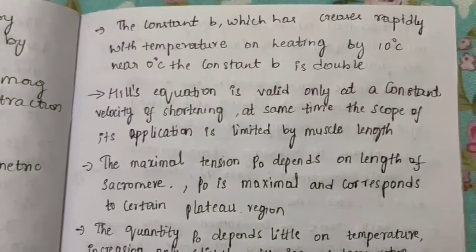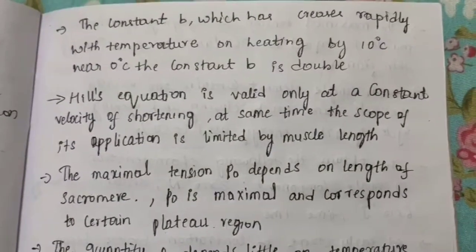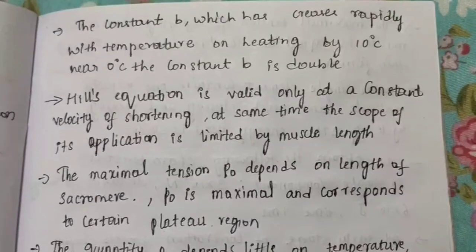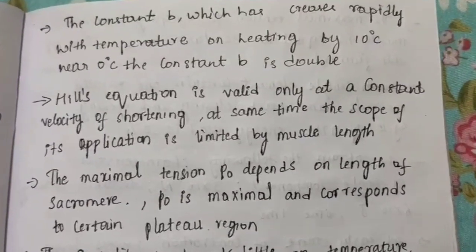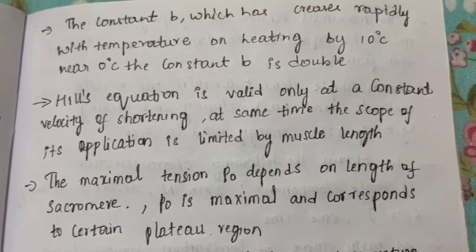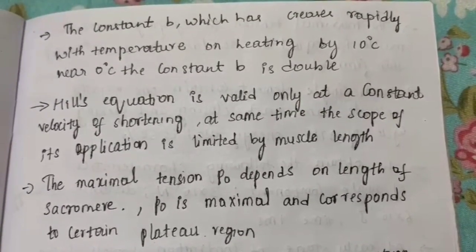The constant b increases rapidly with temperature. On heating by 10 degrees, the constant b nearly doubles. Hill's equation is valid only at the constant velocity of shortening. At the same time, its application is limited by the muscle length.